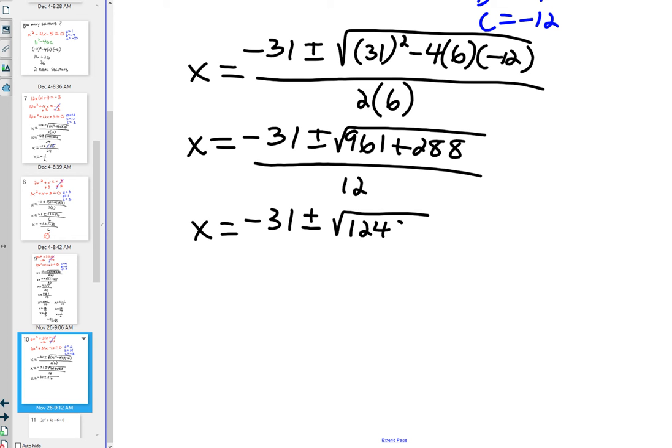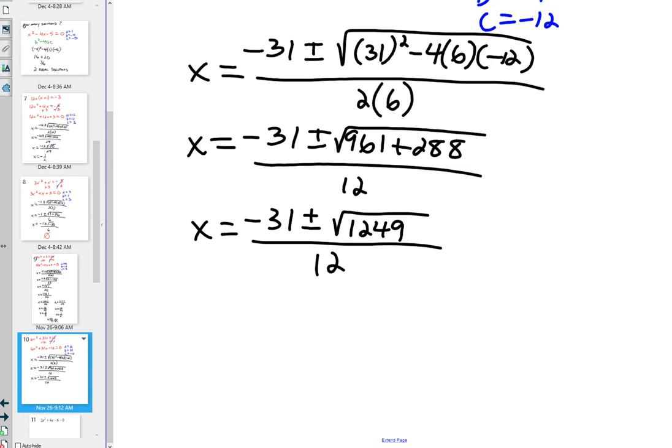Is that 1249? Can somebody with a calculator check that for me? 961 plus 288. 1249. Yeah. Which is positive, so what do we know? We know that there's two solutions because it's positive. We only split it if we can do the square root, but what happens if you put square root of 1249 in the calculator? Yeah, you got an actual decimal.